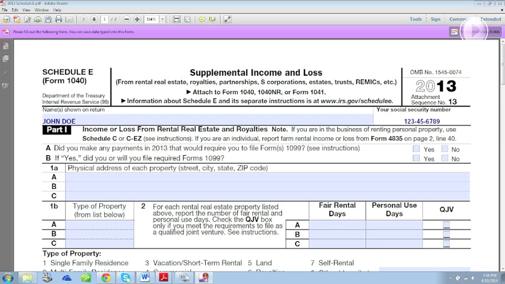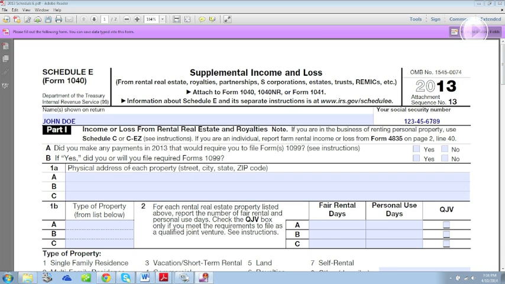Now, if you make more than $100,000 on your modified adjusted gross income, that $25,000 starts to fade away until you hit $150,000, when that loss completely goes away and you're not allowed to deduct anything. So basically, if you make less than $100,000, you can deduct the full amount, up to $25,000. If you make more than $100,000, that threshold starts to decrease until you hit $150,000. And when you hit $150,000 of modified adjusted gross income, you can't deduct anything.